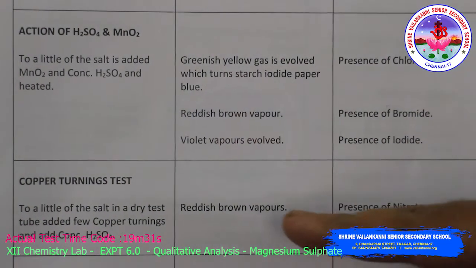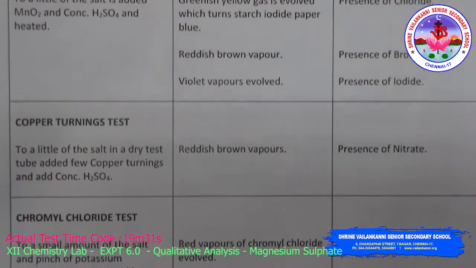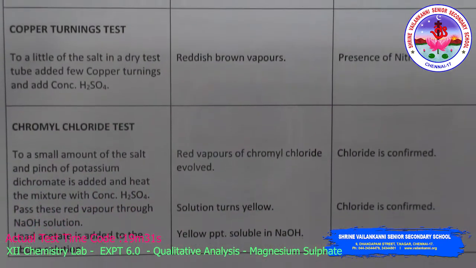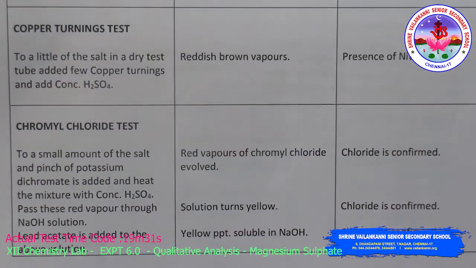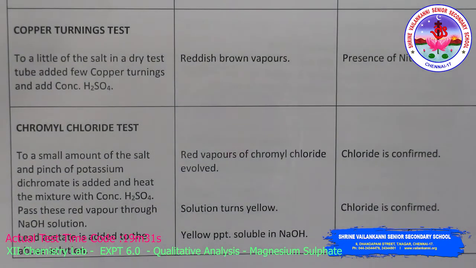Then the copper turning test. In the copper turning test, take the salt and add copper turnings, then add a few drops of concentrated H2SO4, the sulfuric acid. The reddish brown vapors mean the presence of nitrate.